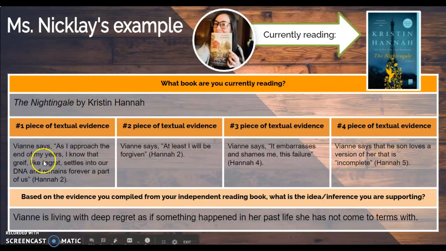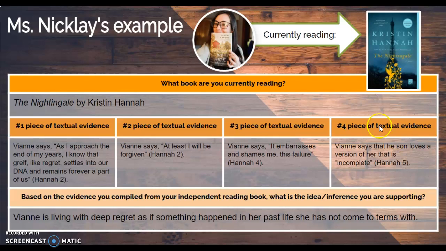So to me, all these things kind of connect because they have kind of a negative connotation, so negative connections to them. It doesn't seem very positive. And so to answer this last question, based on the evidence you compiled from your independent reading book, what is an idea or inference you are supporting? Vianne is living with deep regret as if something happened in her past life she has not come to terms with. All right, so the idea of her son, so I'm going to go back and connect them, is incomplete, right? He doesn't really know the real her.